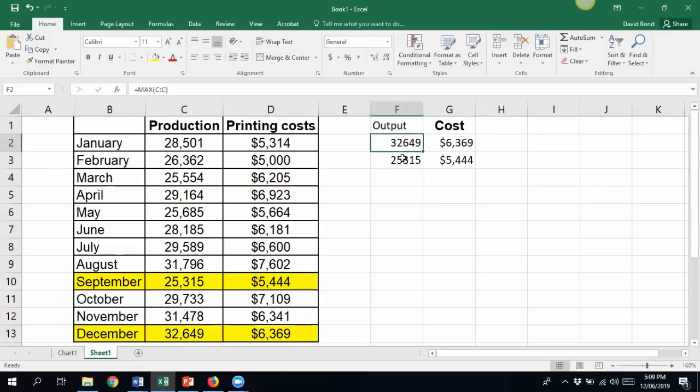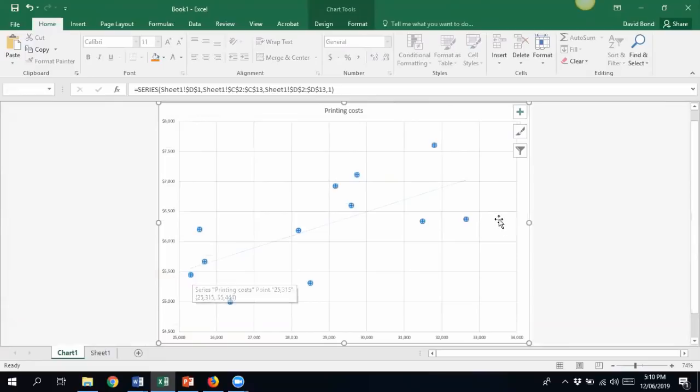Okay. So the output is this much, and what we want is really the differential. The difference in the output is 7,334, and the difference in cost is $925. If we look on the chart, the difference between here and here is the 7,000 units, and the difference in cost is just the difference between this one and that.